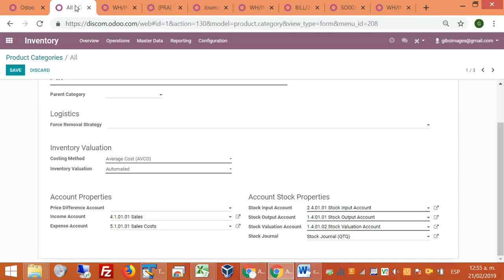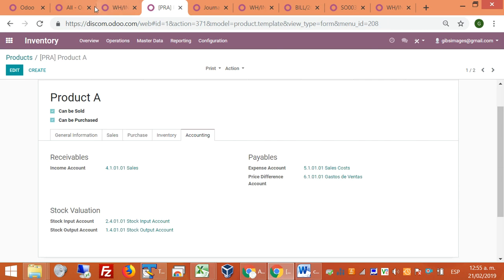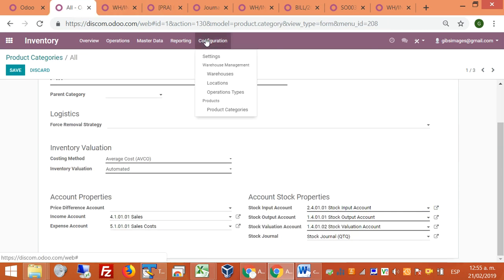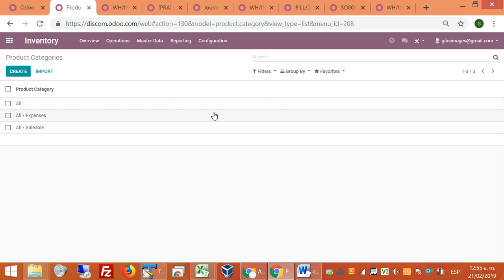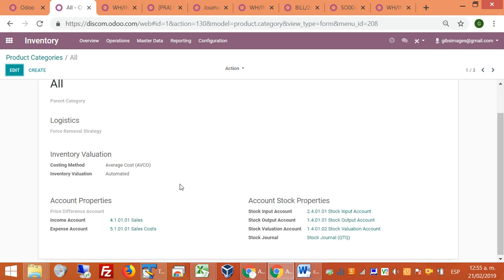When we define this in the inventory configuration, under product categories, we have to explain what will be the costing method that we are going to use, and all the accounts that will receive all the transactions from the purchase.